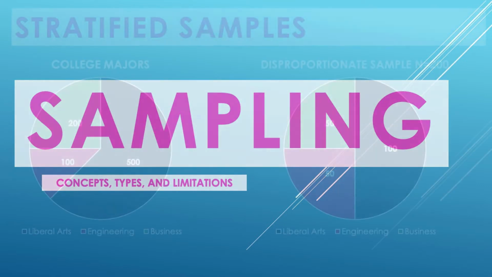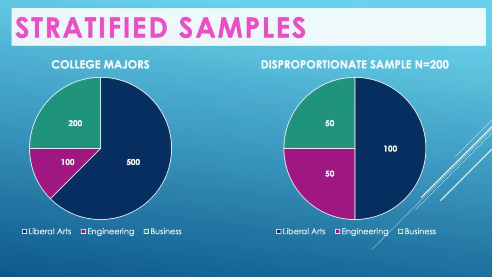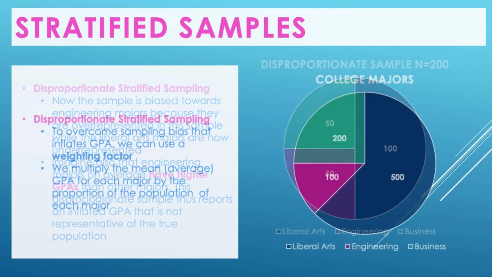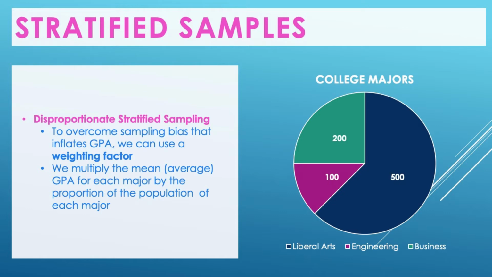So, picking up where we left off, we are over sampling engineering majors, so we have enough observations to make statistical inferences, but also imagine that one attribute we really care about from engineering majors is generally super high. Okay, so just keep that in mind as we go through the next slide. So to overcome sampling bias that would inflate GPA, we have to weight the average GPA by group. And the way that we do this is that we multiply the mean or the average GPA for each of the majors by the proportion of the population of each major.